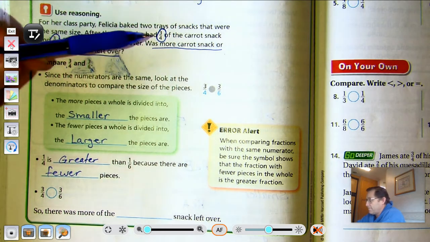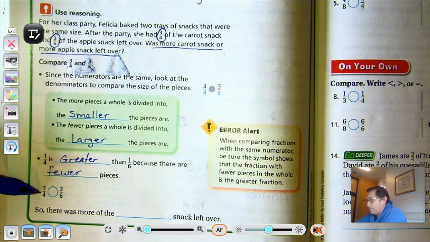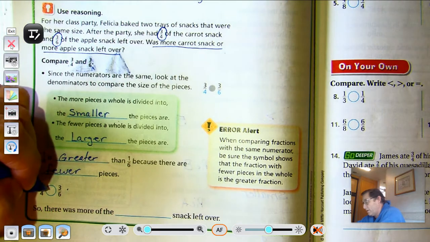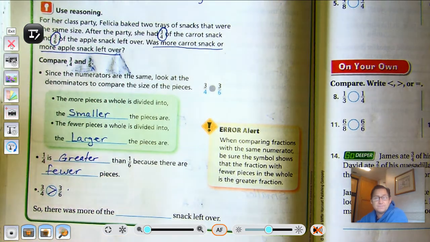So she has 3/4 of the carrot snack left over and 3/6 of the apple snack left over. Which one does she have more of? She has more of the carrot snack.